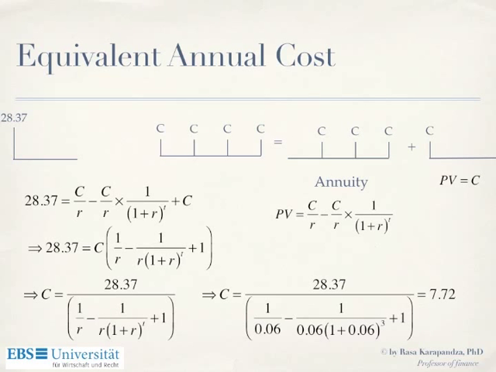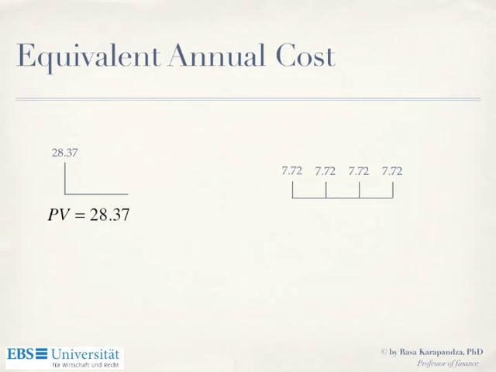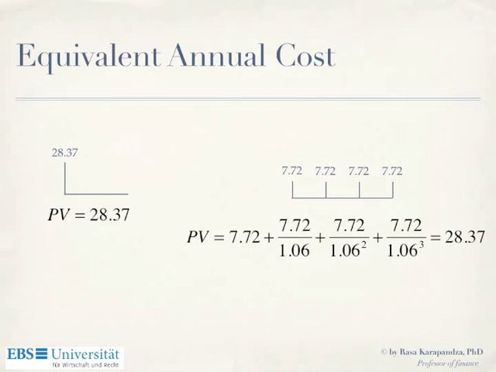If you solve this equation for C, you plug in the numbers and you get 7.72. These are big equations, but this is something really simple. It is 1 over r minus 1 over r times (1 plus r) to the power of 3. It is just plugging in numbers, and you get 7.72. It's not that complicated. So what is this 7.72? Well, imagine the following. You have $28.37 today. Now what I claim is that if you have $7.72 every year starting today, this will have the present value of 28.37. Well, you can verify this, and you get to the same number.